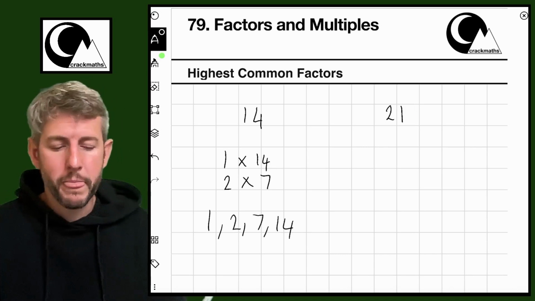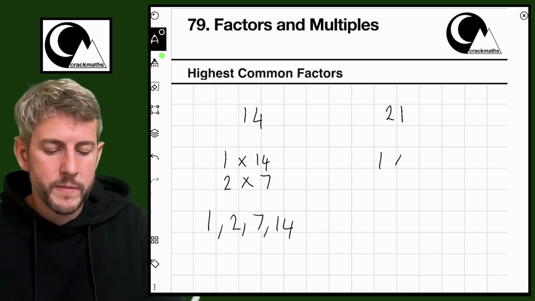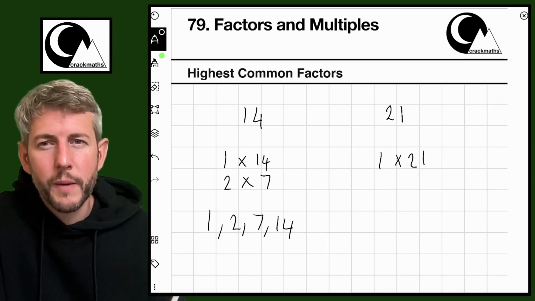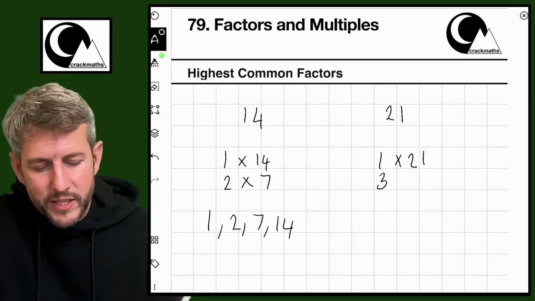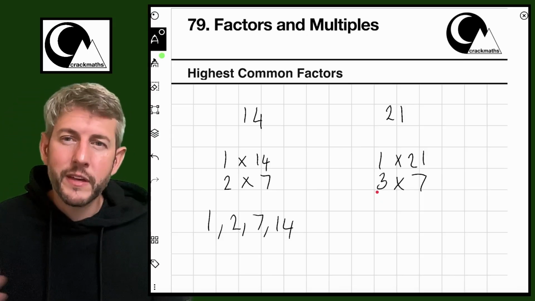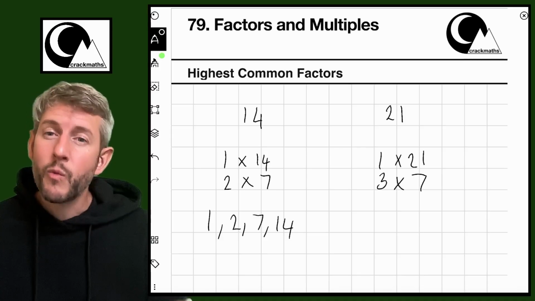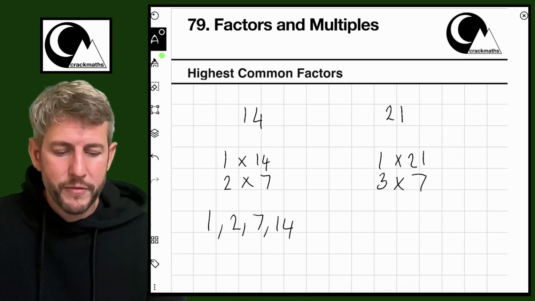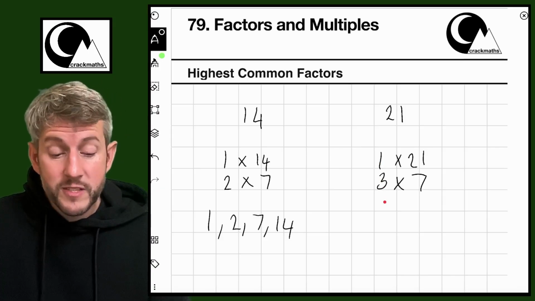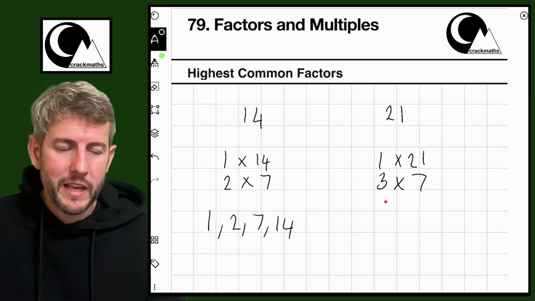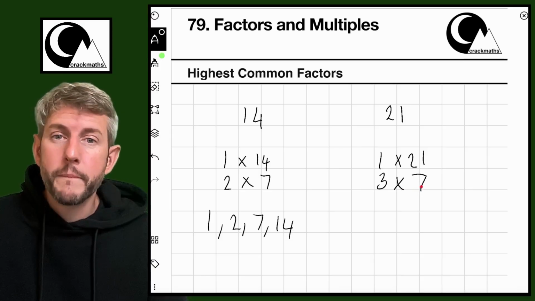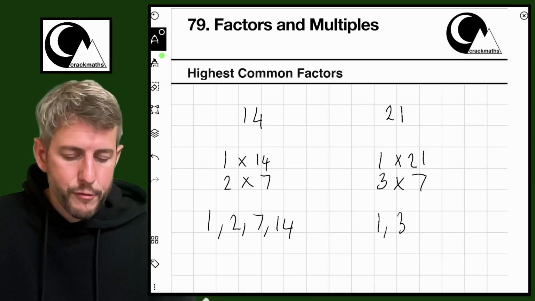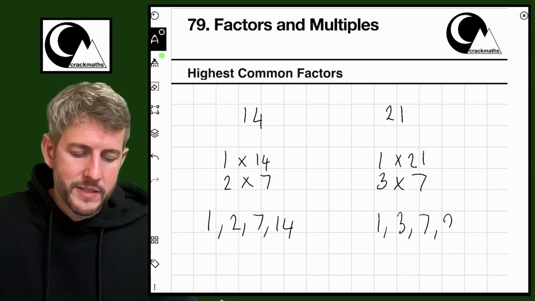Let's look at 21. So 21, we can have 1 times 21. Then we can't have 2 times anything because it's an odd number, but we can have 3 times 7. We can't have 4 times anything because, remember, odd numbers times even numbers always makes an even number. So this isn't going to have any even number factors. 5 doesn't work either because that would go to 20. 7 we've got, and then we're back to where we are. So the factors of 21 are 1, 3, 7, and 21.